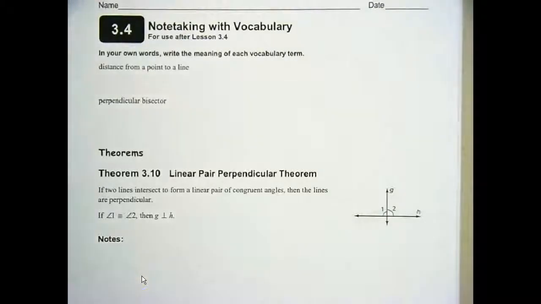We're doing 3.4, and with 3.4, this, by the way, is page 83 of your student journal. In 3.4, we're doing proofs with perpendicular lines. There are some different theorems that I want you to take a look at on page 83 there. Theorem 3.10, linear pair perpendicular theorem, 3.11, and then if you turn the page, there's one more at the top of page 84.